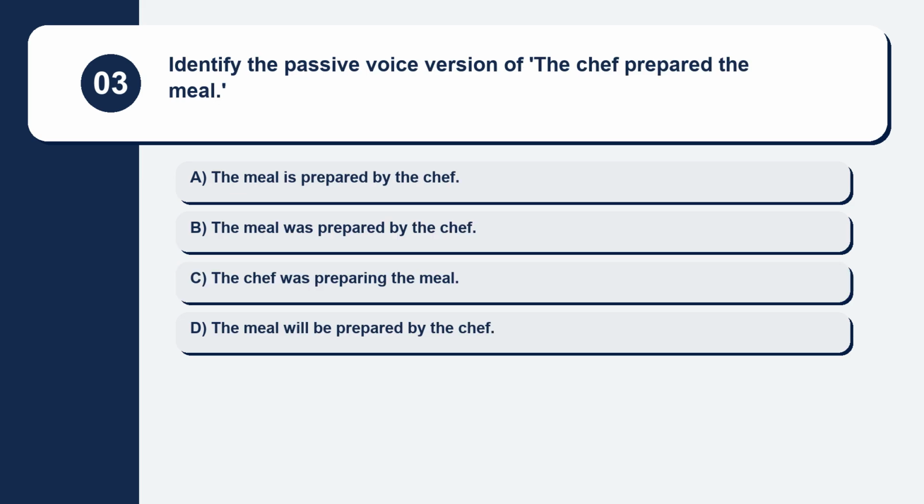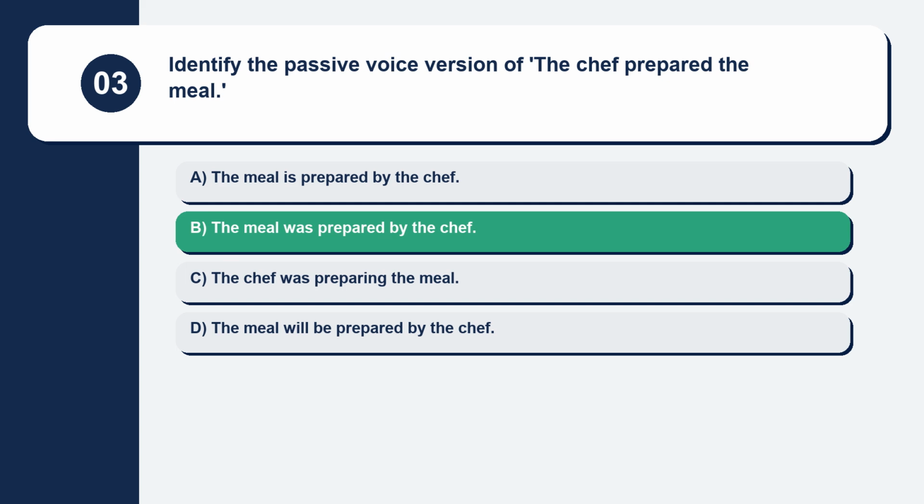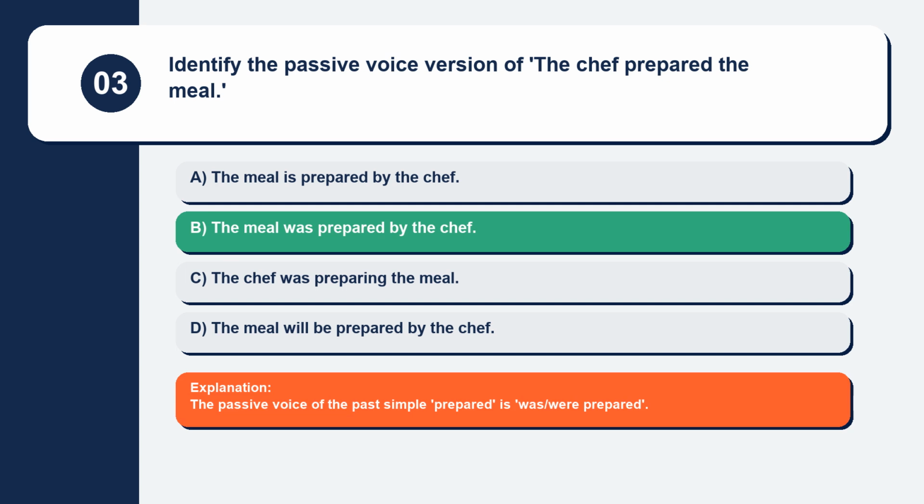Question 3. Identify the passive voice version of "The chef prepared the meal." The meal is prepared by the chef. The meal was prepared by the chef. The chef was preparing the meal. The meal will be prepared by the chef. The passive voice of the past simple "prepared" is was/were prepared.